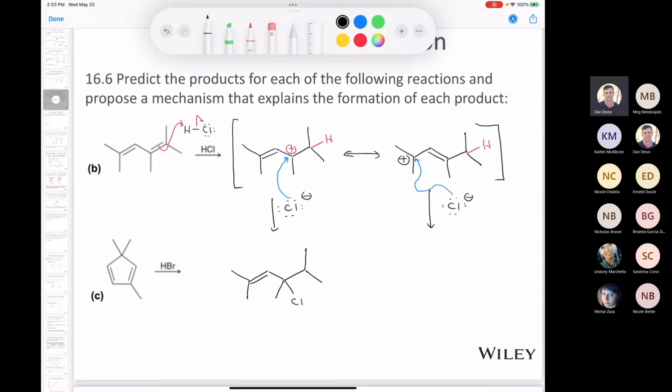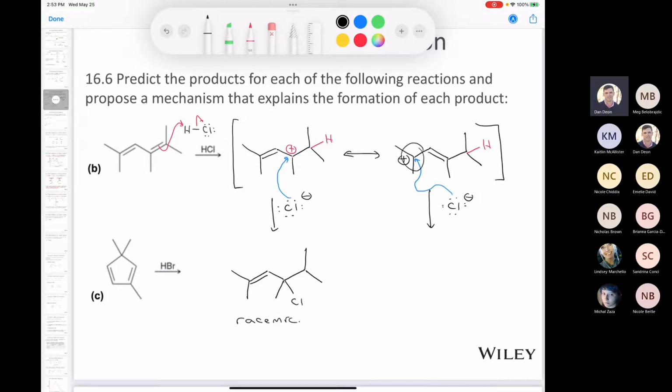Now, what about this compound? We have a stereocenter here. Is it racemic, or do we get R, or just the S? Well, remember that a carbocation is trigonal planar. And so when the chloride ion comes in and attacks, it can attack from the front face of the molecule or the back face of the molecule. And so this would be a racemic mixture, a racemic.